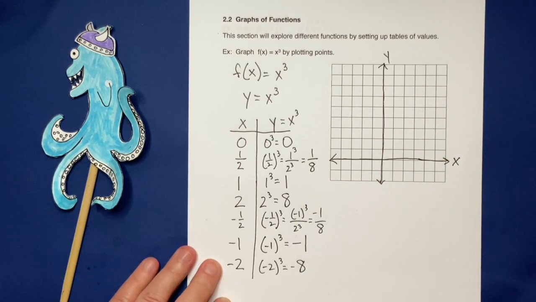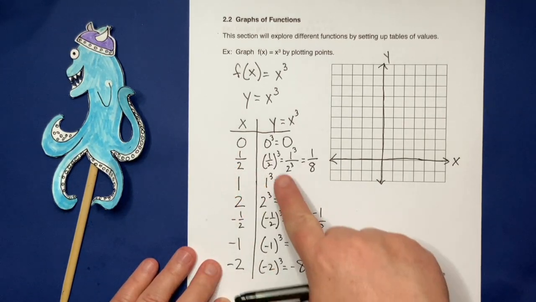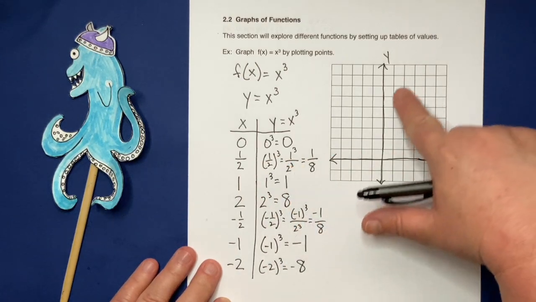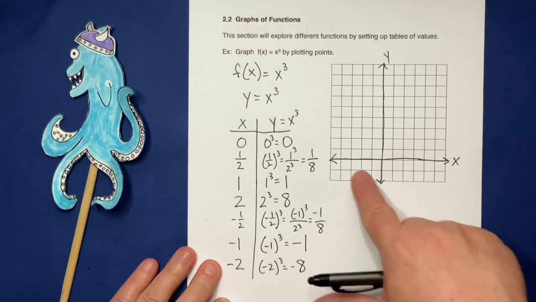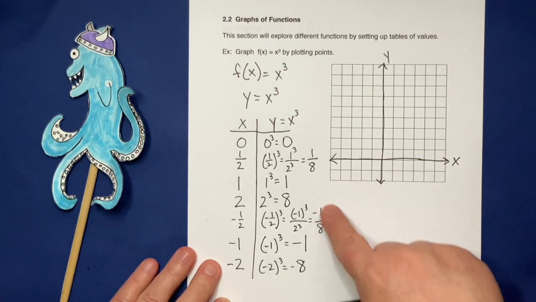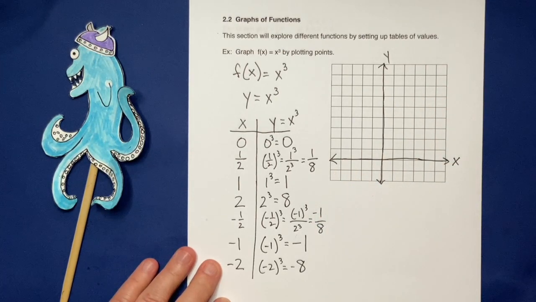Let's see if we can get an image of this. So just with the table of values, I see that when x is positive, y is positive, so I'm going to be over here. And when x is negative, y is negative, so I'm going to be down here. So I'm going to be in the first and third quadrants, which is good to know. You don't know the word yet, but this is going to be an odd function. That's something we're going to look at later on.